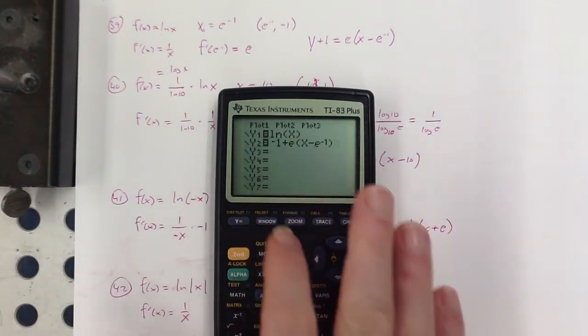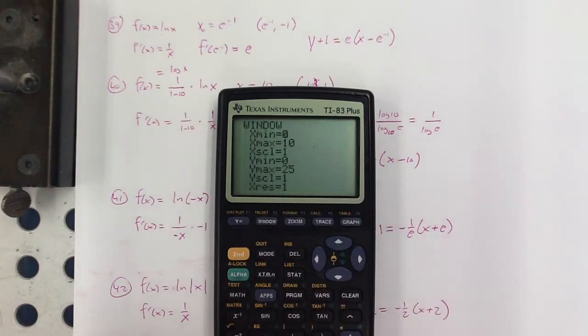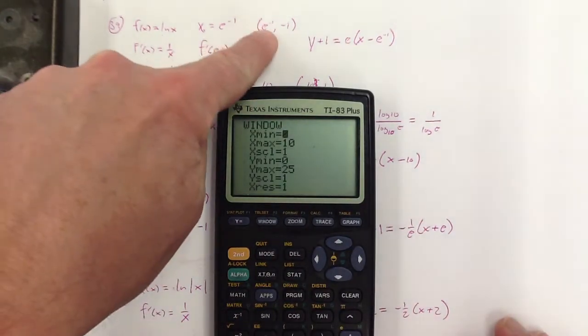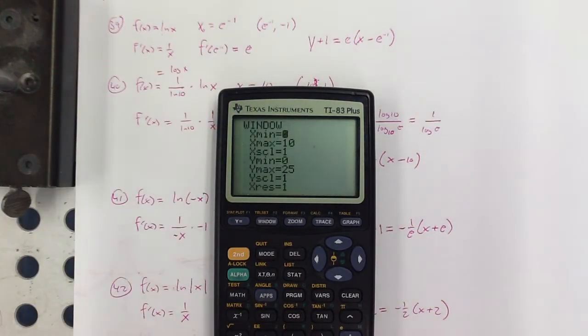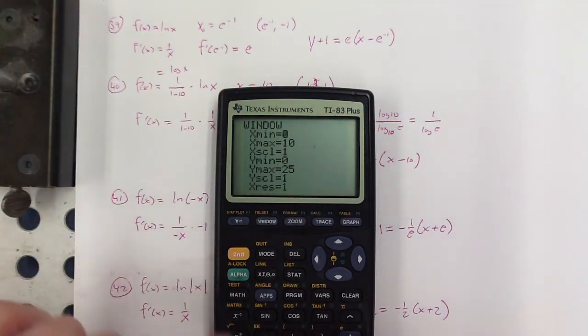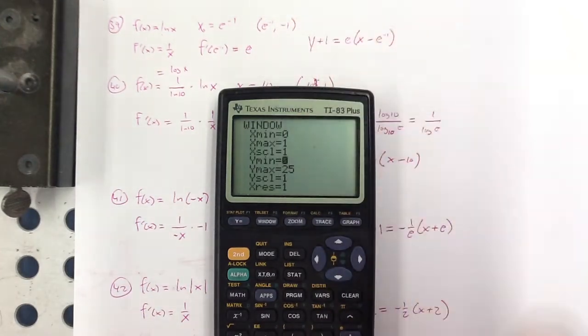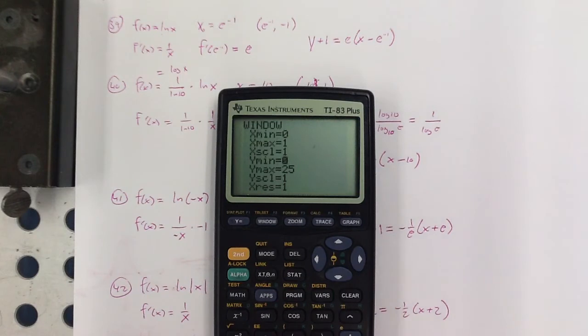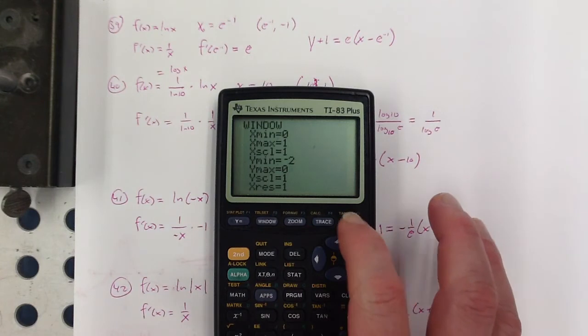Okay, now I'm not going to graph it yet. I'm going to go to the window, and think about what would be a good window for this. So e to the negative 1, that's my x value. e is kind of close to 3, so that's about 1/3. So what if I did a window that had x values from 0 to 1? I'm going to be pretty zoomed in on my point of tangency. How about in the y direction? The y coordinate is -1, so if we wanted things to be fairly square, I could go from -2 to 0. I think that should be a pretty good window. Let's try that.